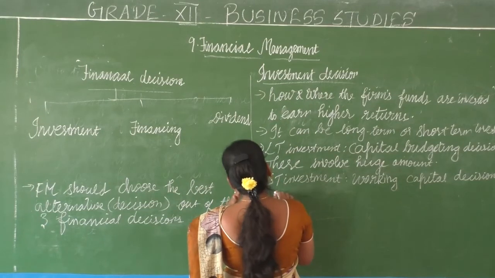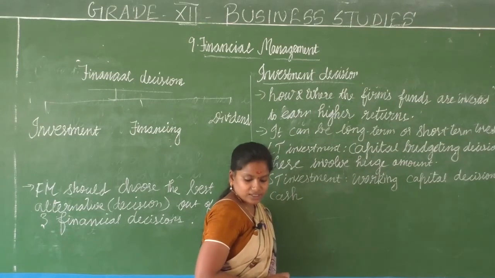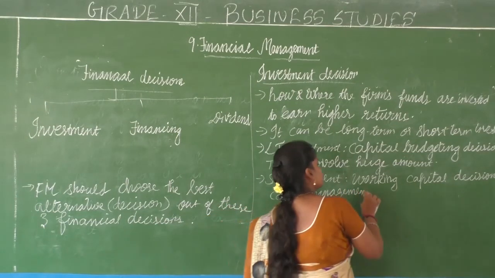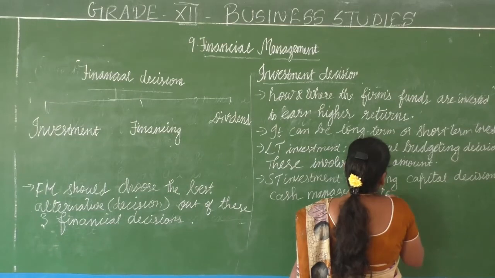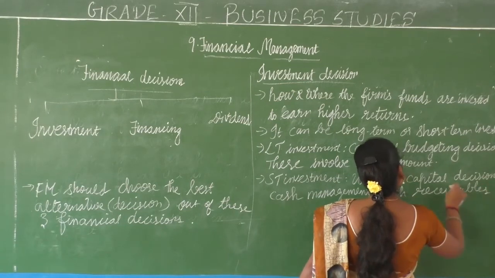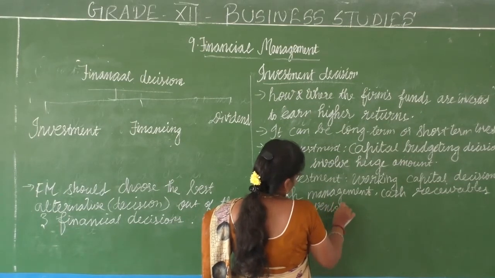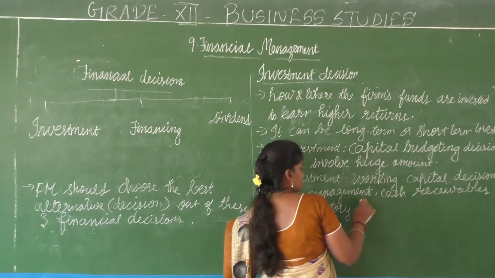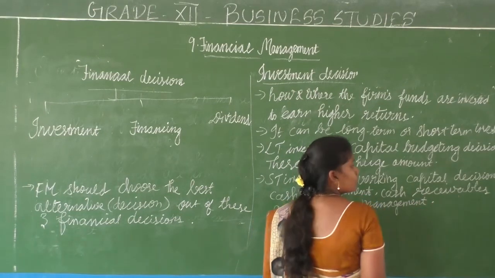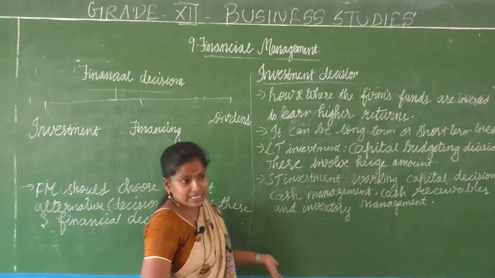So if I want my working capital to be good, what do I have to manage? I have to do my cash management, receivables management, and my inventory management should be kept in check for ensuring that my short term investment is profitable.